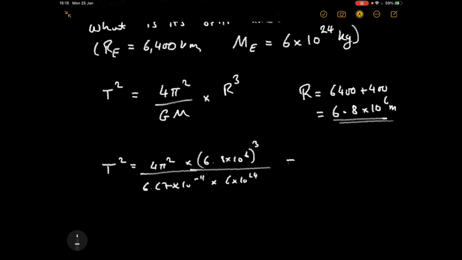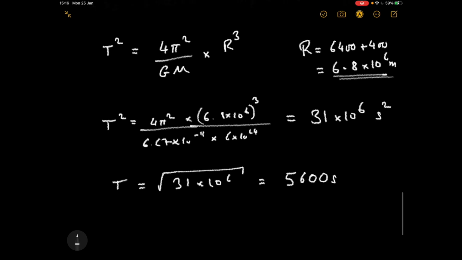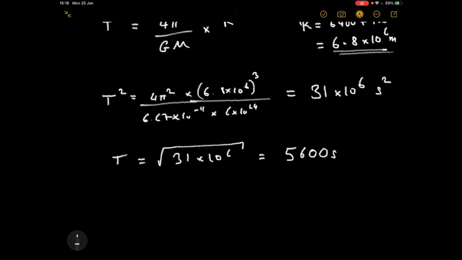And what you get there is 31 times 10 to the 6 seconds squared. So t is equal to the square root of 31 times 10 to the 6. We end up with about 5,600 seconds, which if you divide by 60, you get around 92 minutes, or 93 minutes. So 93 minutes is still quite quick. That's how long it takes.